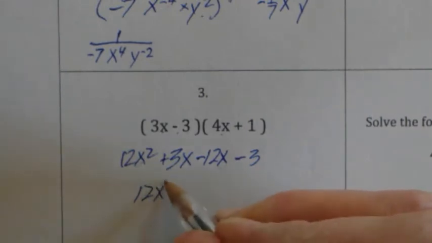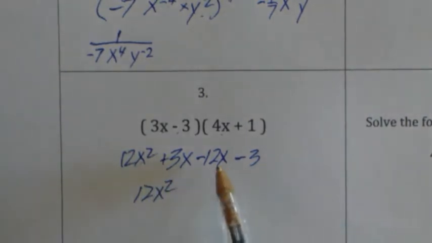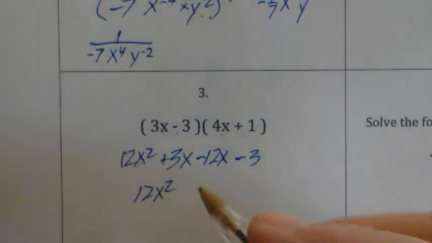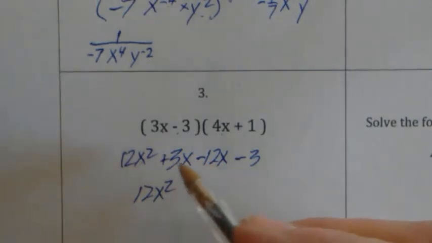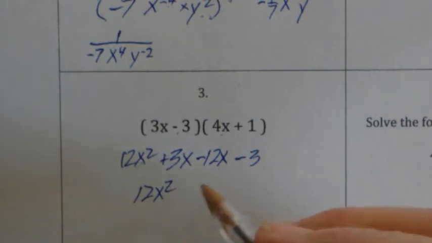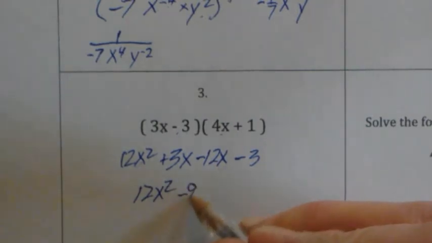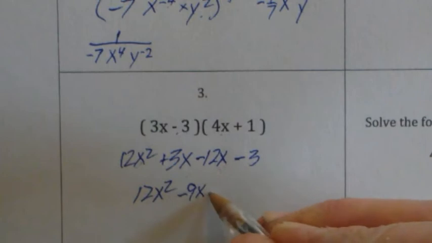12x squared plus 3x minus 12x. It's like 3 minus 12. 3 minus 12 is the opposite of 12 minus 3. 12 minus 3 is 9. 3 minus 12 is minus 9. So minus 9x minus 3.